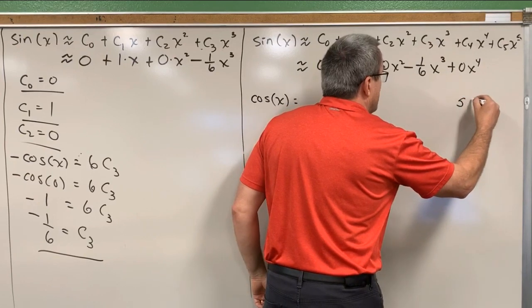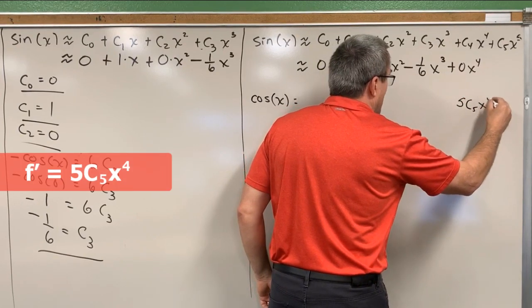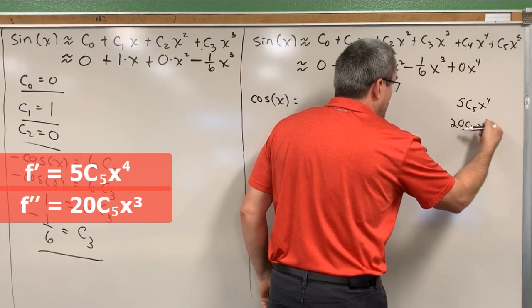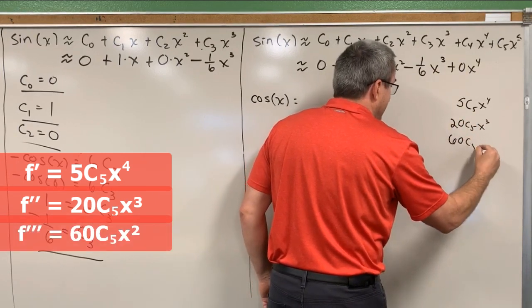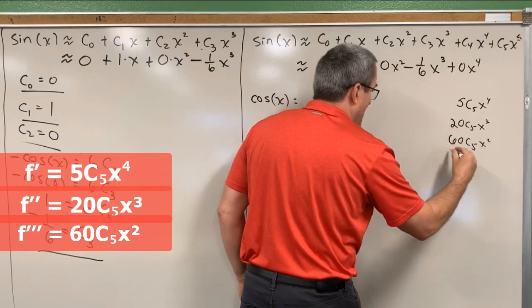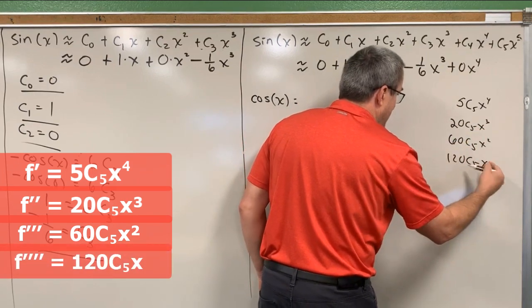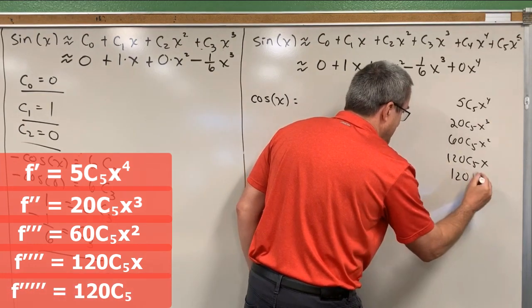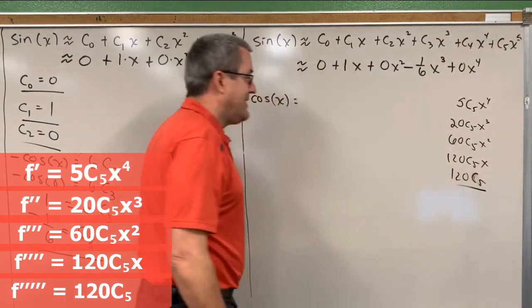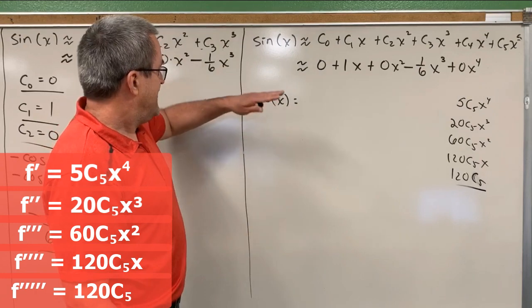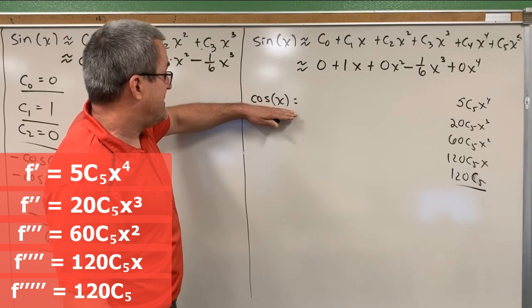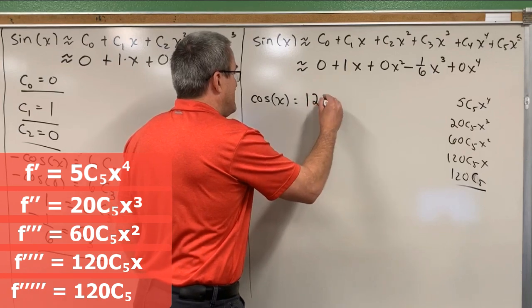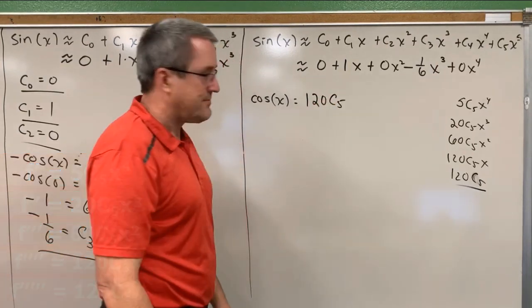The first derivative will be 5c5x to the 4th, 20c5x cubed, 60c5x squared, 120c5x, and then by the time we get to the 5th derivative, it's just going to be 120c sub 5. So the 5th derivative of sine is cosine. The 5th derivative of this polynomial term is just going to be 120c sub 5.